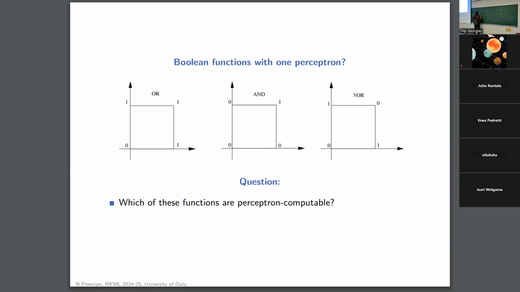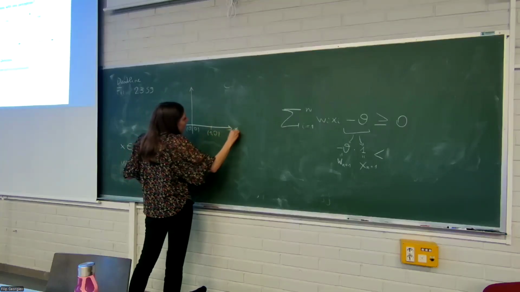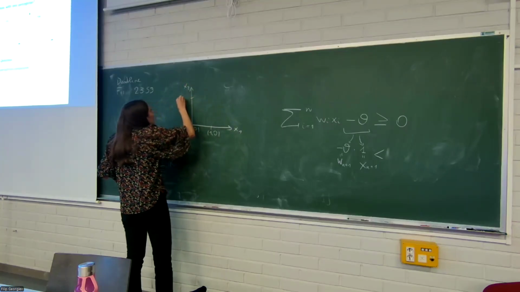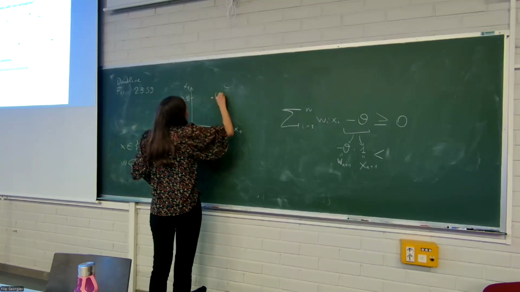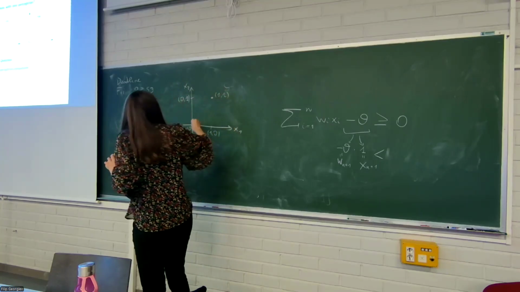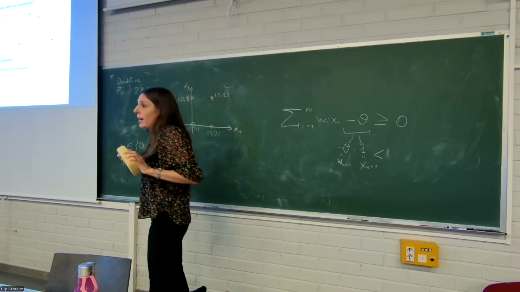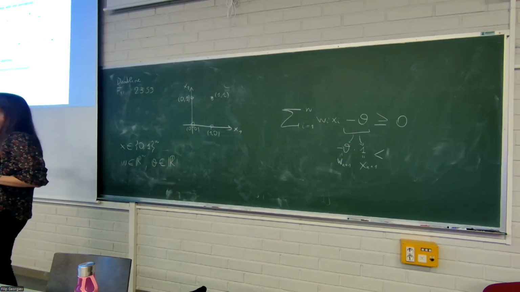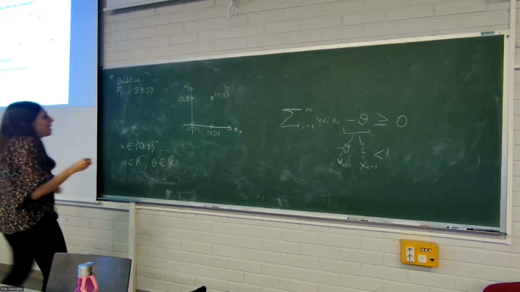Consider the vectors 0,0; 1,0; 0,1; and 1,1, on axes x1 and x2. I put 1 if the function sends the vector to 1, because the OR sends all these vectors to 1, right? We could also use a different notation.